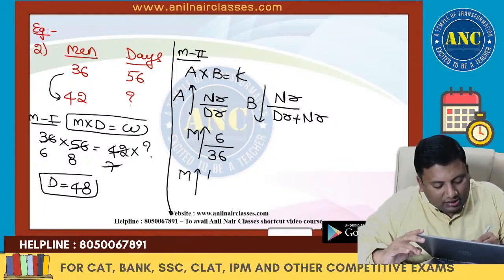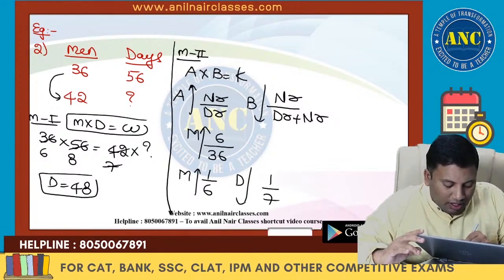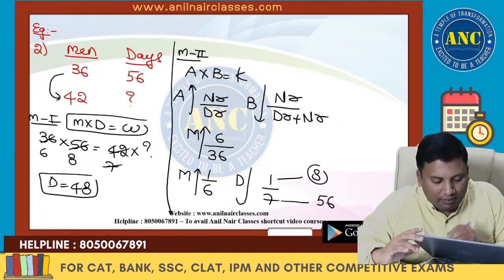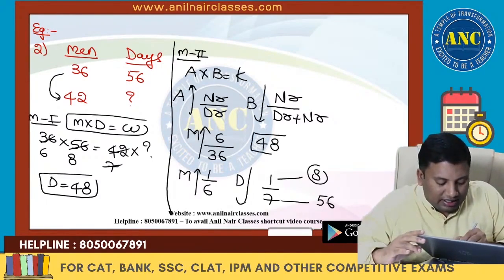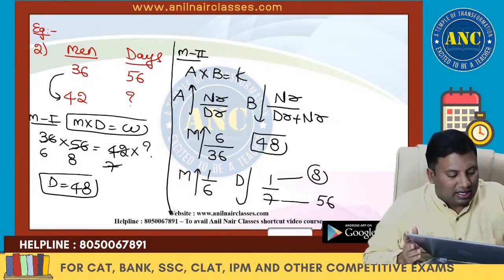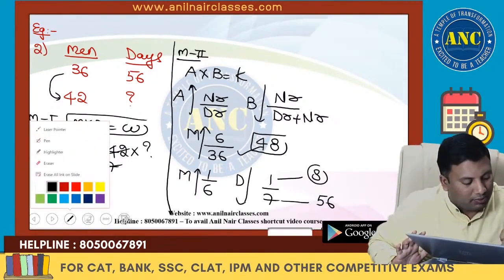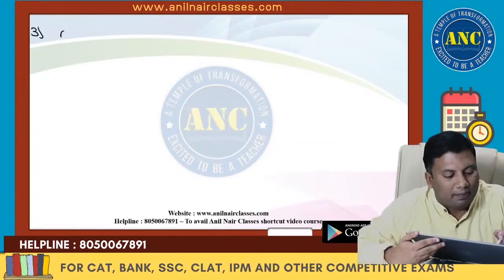Men increases by 1 by 6. Days decreases by 1 by 7. 1 by 7 of 56, 7 is becoming 56. 8 times 1 will become 8. 8 decrease. So the answer is 48. I hope the idea is clear. Method 1, method 2. The idea is to know every possible concept and decide which method to use depending upon the practice.